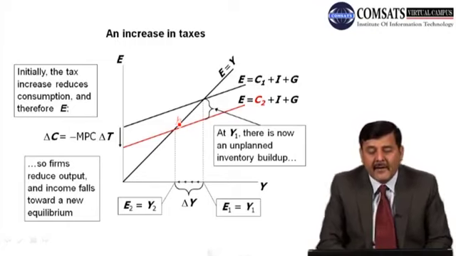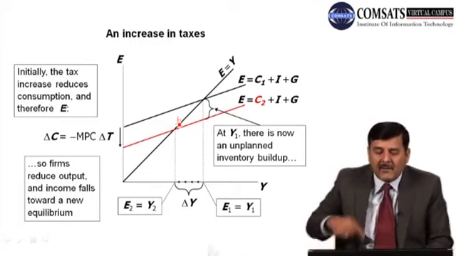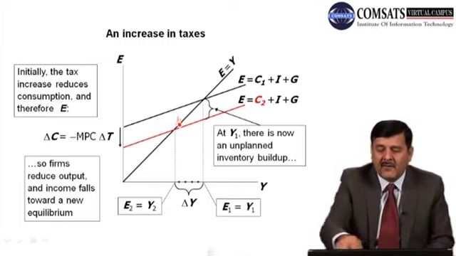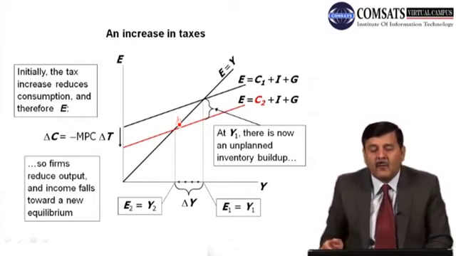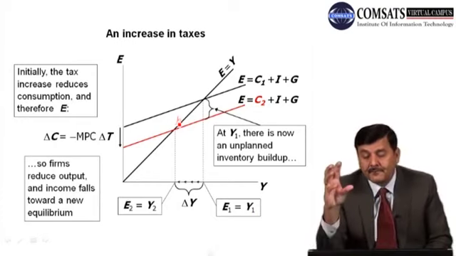मैं रिपीट करता हूँ इस डायग्राम को. We have the income line, we have the expenditure line. Both of these are intersecting at this point. We have equilibrium in the economy and income is at the Y1 level. Now suppose what is happening at Y1, there is no unplanned inventory build-up at Y1.